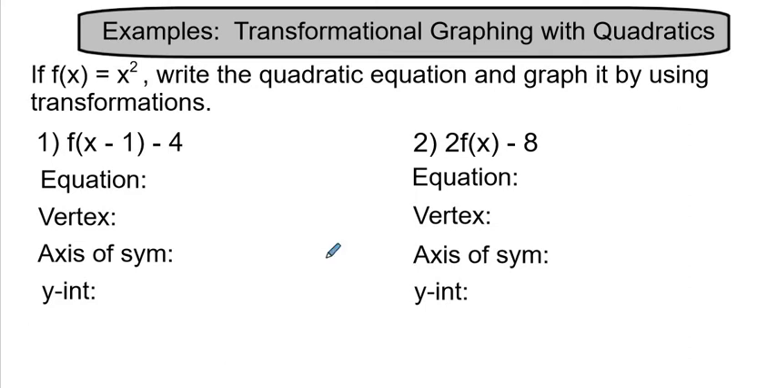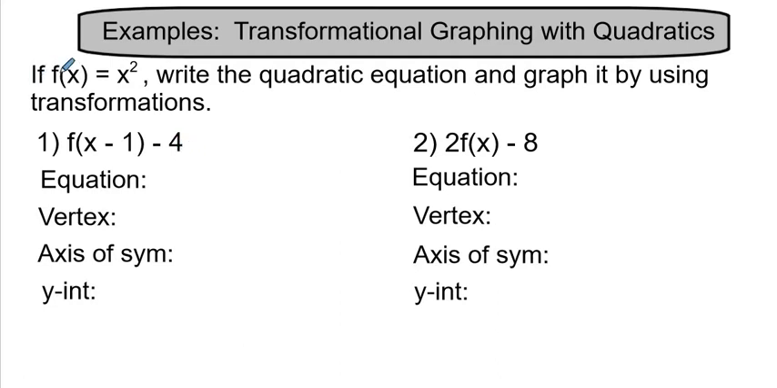So the first thing we're going to focus on in our examples is just to review how transformational graphing works with quadratics. I did mix it up a little bit here, and I'm asking you to graph f of x equals (x minus 1) squared minus 4. And I did this just so you can see a different way of how it might be presented to you on an SAT or in a different teacher's class.